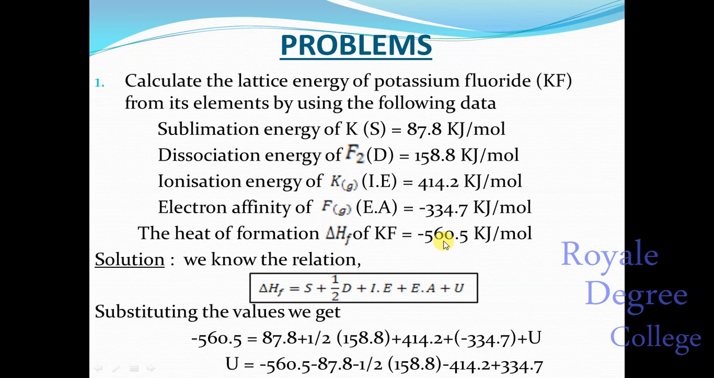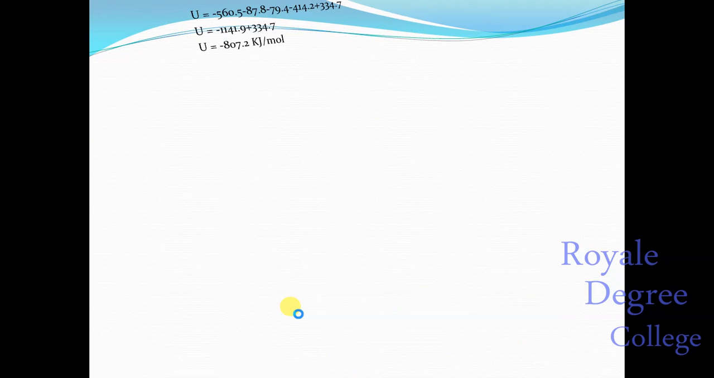Here it is asking to calculate the lattice energy. We don't know the value of U. Now you see the solution. We know the relation, this formula we are utilizing here, that is delta HF is equal to S plus half dissociation energy plus ionization energy plus electron affinity plus lattice energy. Substituting the values we get.